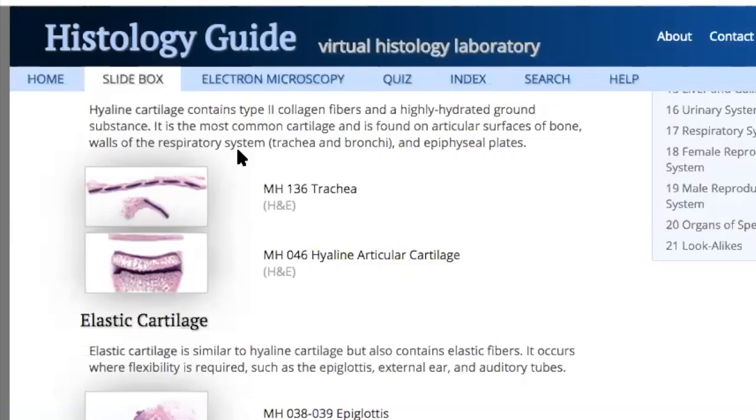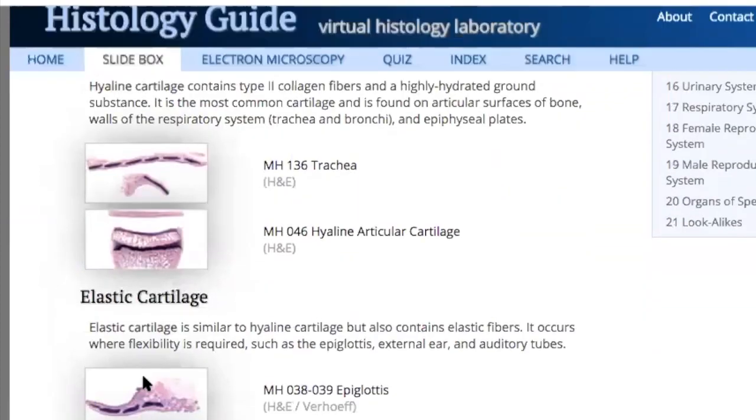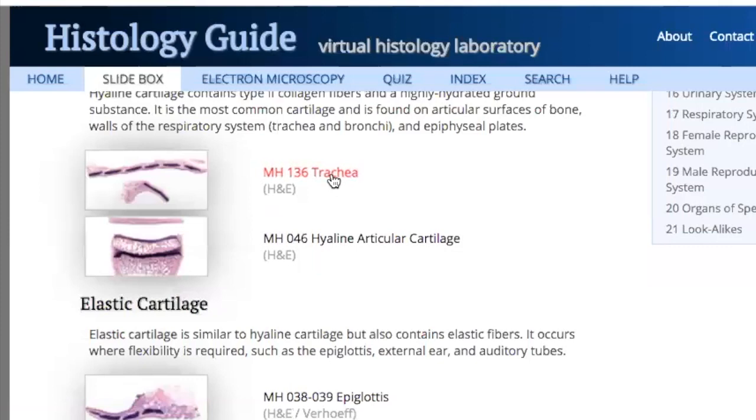All right, so here we are in histologyguide.org, and we're going to look at the samples of cartilage. These samples of cartilages are usually just structures, tissues within a larger structure. They don't make up an organ itself, but you'll see the samples, trachea, epiglottis, ears, right? I'm not concerned about the actual organs or anything. We're just looking for that cartilage tissue, right?